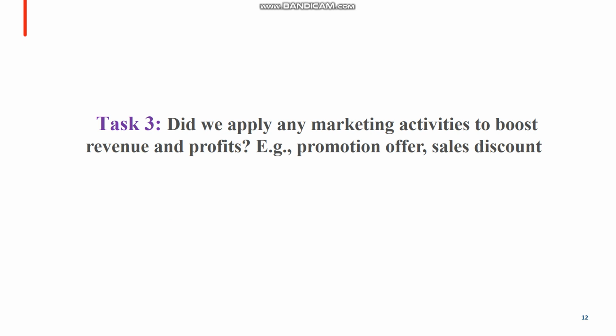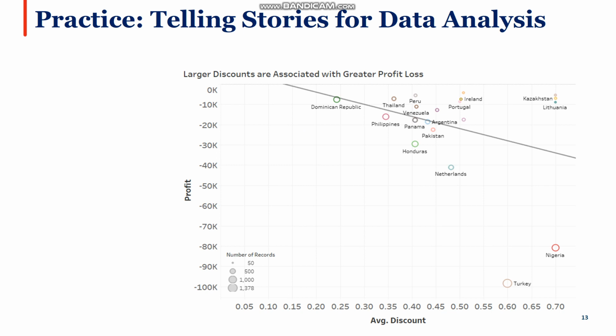The third task is to check whether we have applied any marketing activities to boost the revenue or profits. For example, we use the promotion offer or sales discount. We may create a scatter plot showing the relationship between the overall profit and average discount in those countries with significant profit loss. The trend line here indicates a larger discount rate is actually associated with bigger profit loss, as well as the transaction numbers. For example, countries like Turkey and Nigeria, they both have significant profit loss and huge transaction volume and a high discount rate.